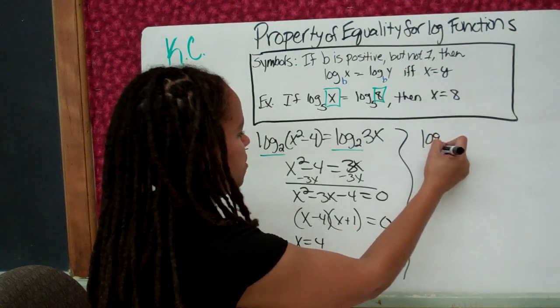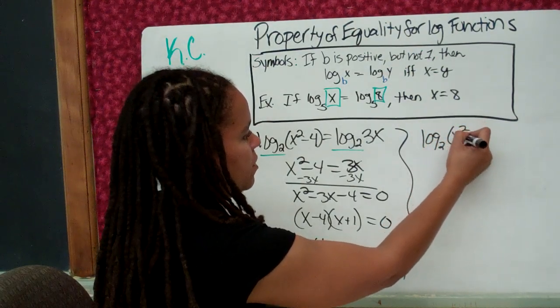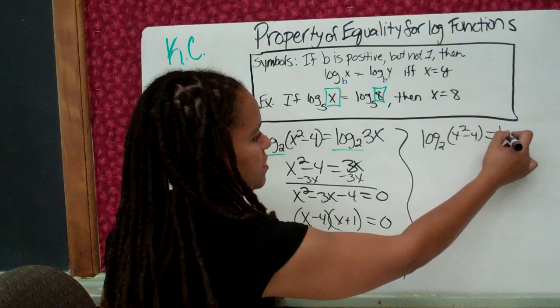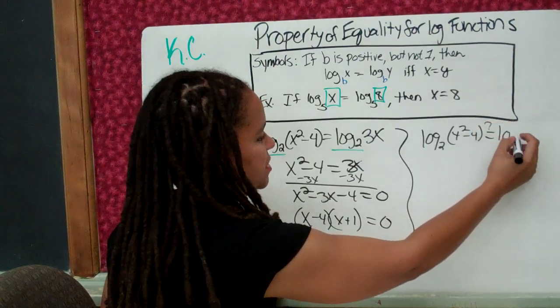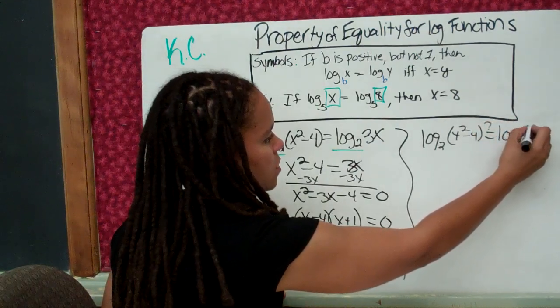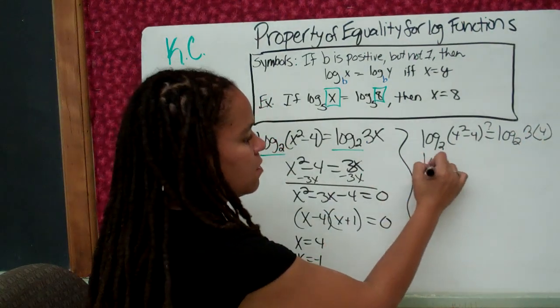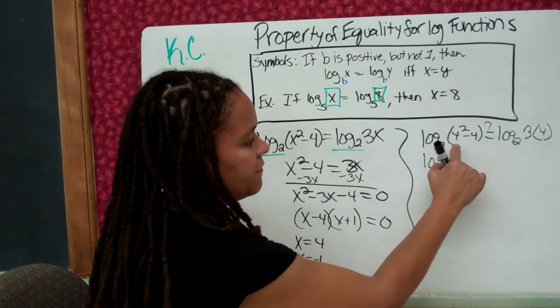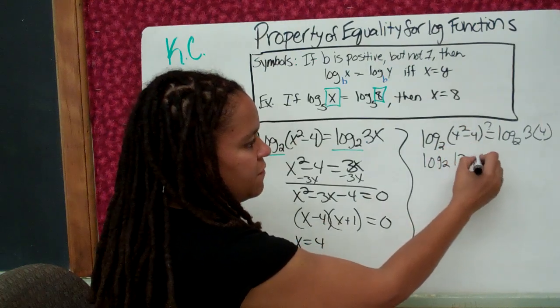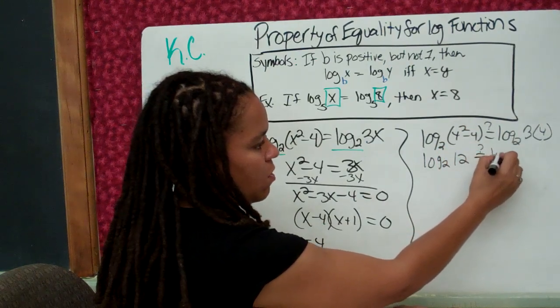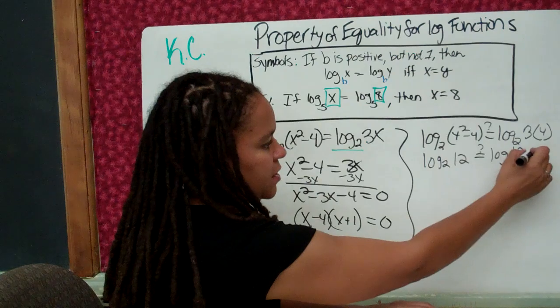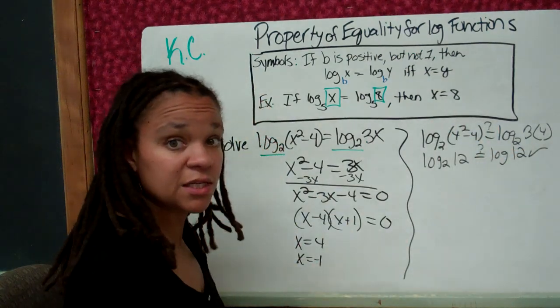Log base 2 of (4 squared minus 4), and we're trying to see if it's equal to log base 2 of 3 times 4. Log base 2 of 16 minus 4 is 12. Does that equal log base 2 of 3 times 4? Yes, it does. So that one works. Let's try the other one.